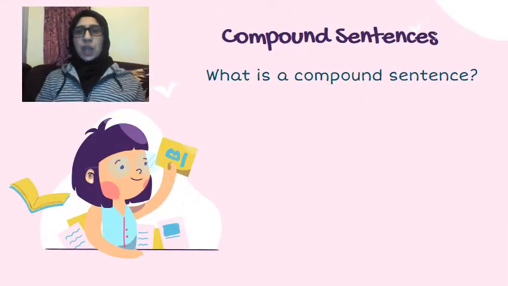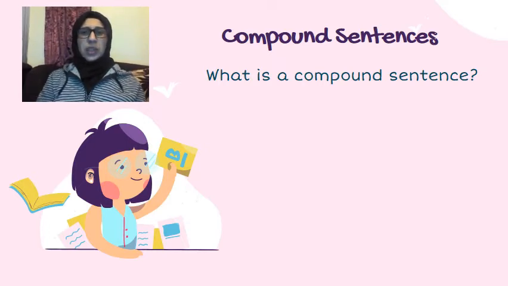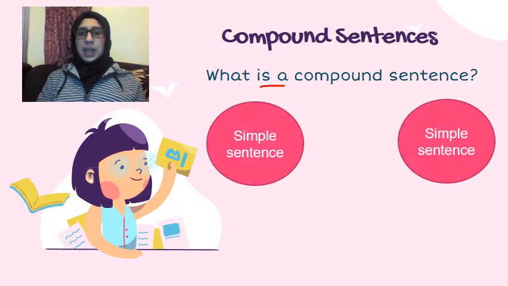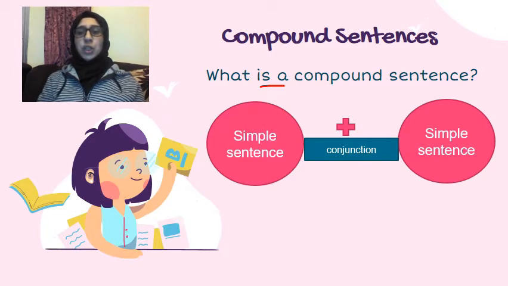Let's continue. Compound sentences. What is a compound sentence? It's actually two simple sentences or more, okay? But here I'm going to give an example of two simple sentences. And these two simple sentences are joined together by something called a conjunction. Repeat after me, conjunction, conjunction. So two simple sentences joined together by a conjunction is called a compound sentence.